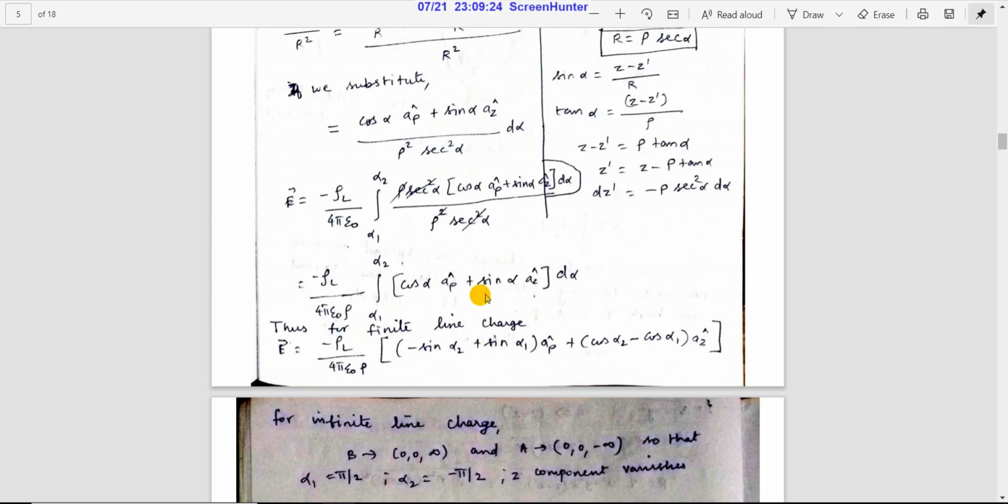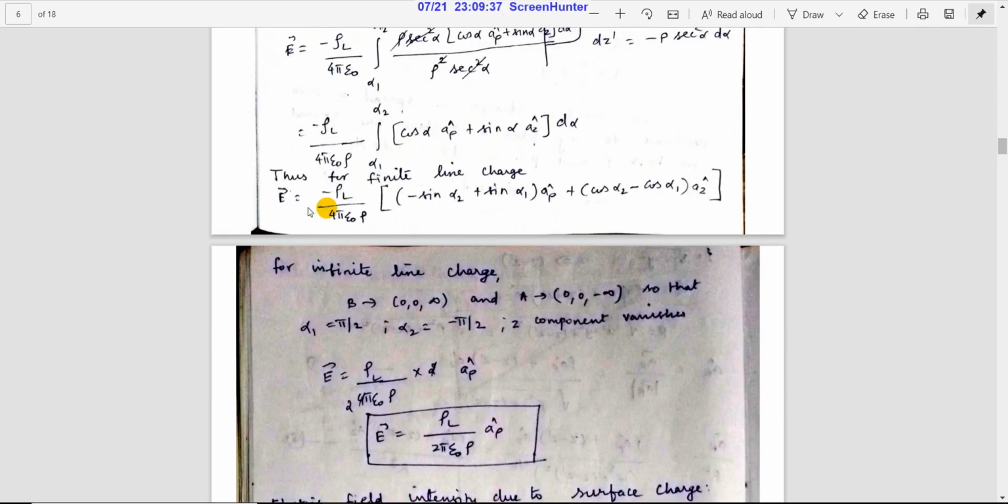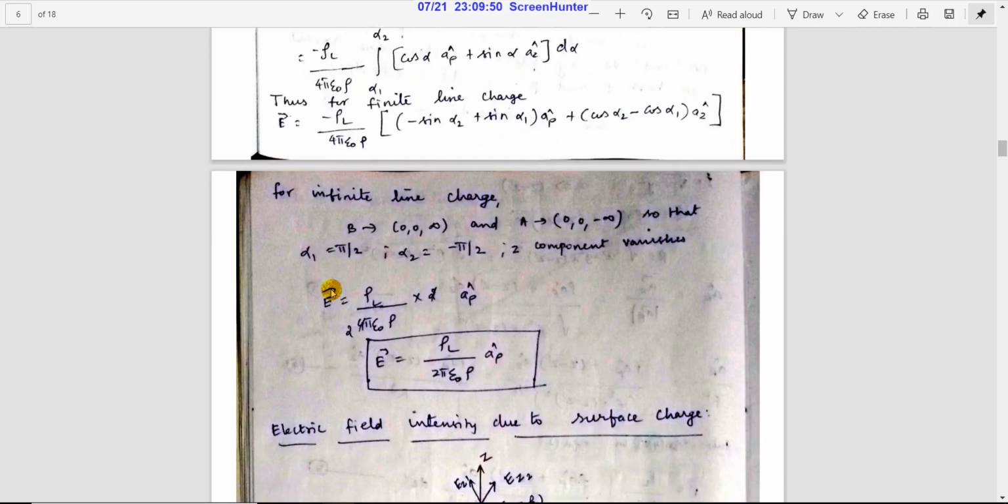So if you integrate, cos alpha is integrated as sin alpha. Since this is having the minus, it will be converted into plus. If you integrate this sin alpha, then we will get minus cos alpha as the answer. So if you apply the limits, then cos alpha 2 minus cos alpha 1 will be coming. So this is the answer for the electric field intensity due to the line charge for a given finite line charge.